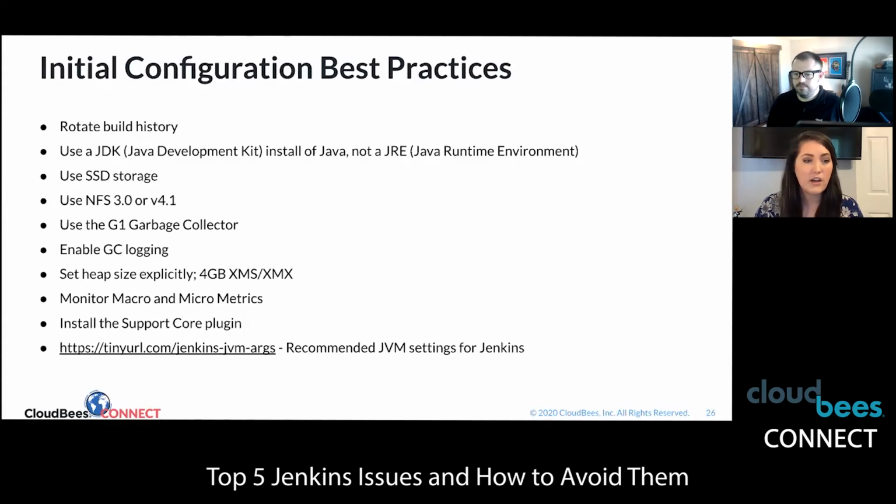G1 is the garbage collector that we recommend, and when you enable logging, it can help you know when you need to grow. You want to explicitly set the heap size because you need to know how much your app requires, and monitoring the macro and micro metrics like Ryan had discussed are really important. You can also install the Support Core plugin, which allows you to easily collect these logs. The last one is a link to the JVM recommended settings for Jenkins, so I highly recommend you read over that.